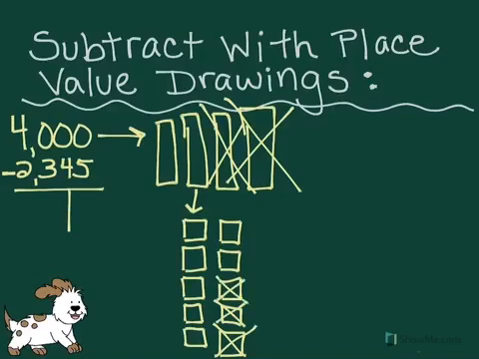My next place value is the tens place, which I have a 4. Again, I have to regroup. So I'm going to take my 100 and regroup it into 10 tens. 7, 8, 9, 10. Now I can take away my 40, my 4 tens.